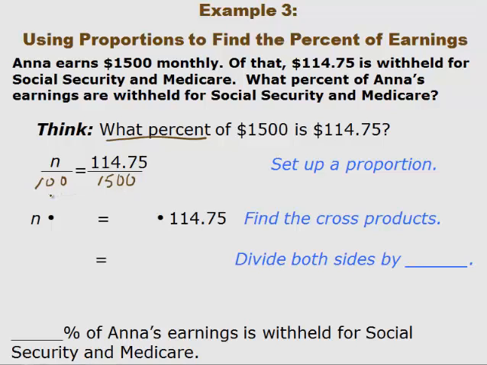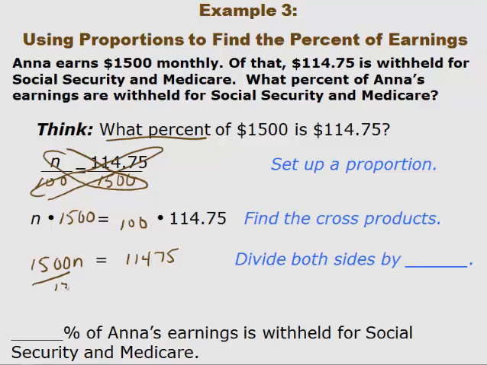These are cross products. So we have N times 1,500, which is 1,500 N. And then we have the cross product 100 times 114.75. We divide both sides by 1,500. After we divide by 1,500, we realize that 7.65% of Anna's earnings is withheld for Social Security. I kind of skipped a step here. N equals, divide this out, and you get 7.65. So 7.65% of Anna's earnings is withheld.